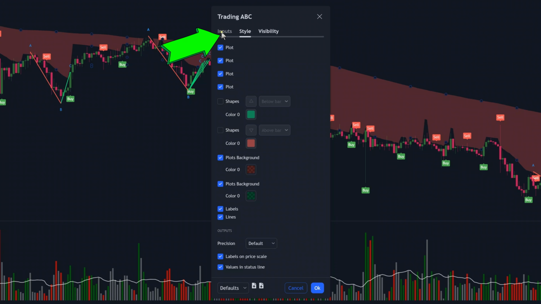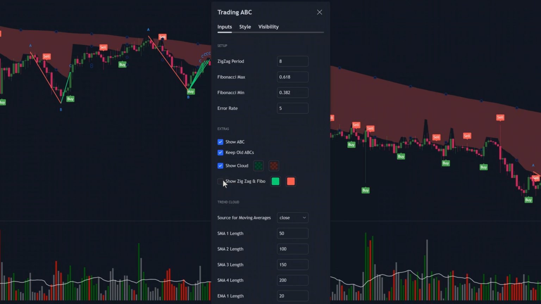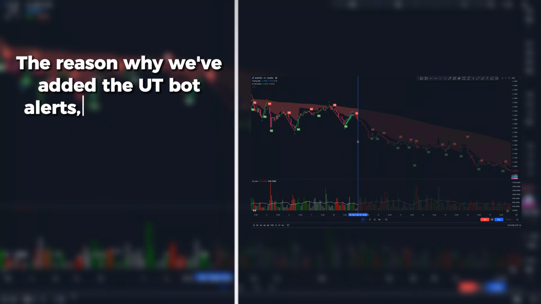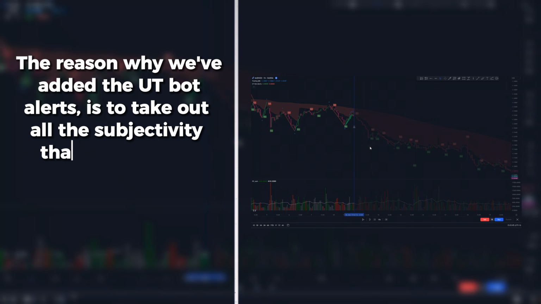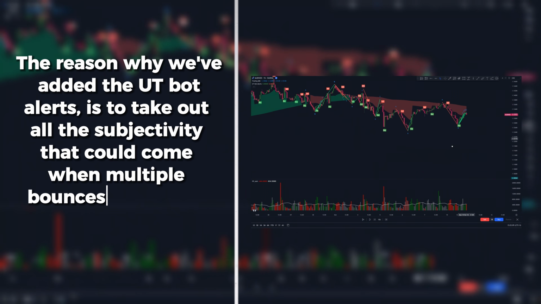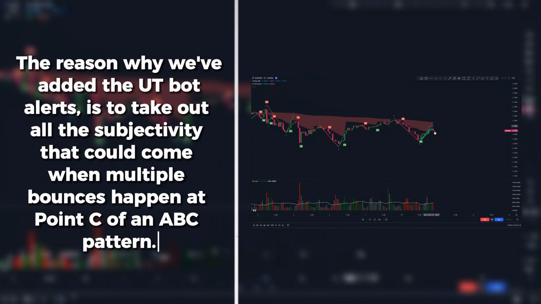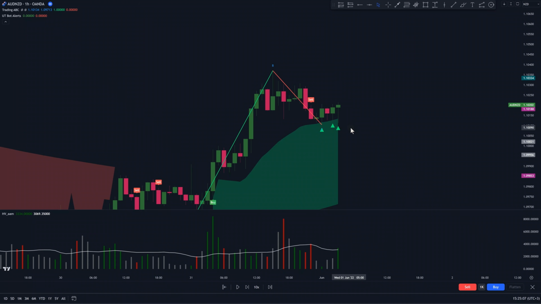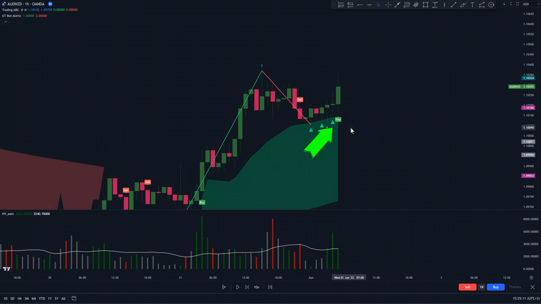On the Inputs tab, disable the Show Zigzag and Fib options, and then click OK. The reason why we've added the UT bot alerts is to take out all the subjectivity that could come when multiple bounces happen at point C of an ABC pattern. So for example here, instead of wondering whether to enter your trade at this arrow, or at this one, or at this one, you just wait for the UT bot alert to print a buy signal, and then you enter your trade.